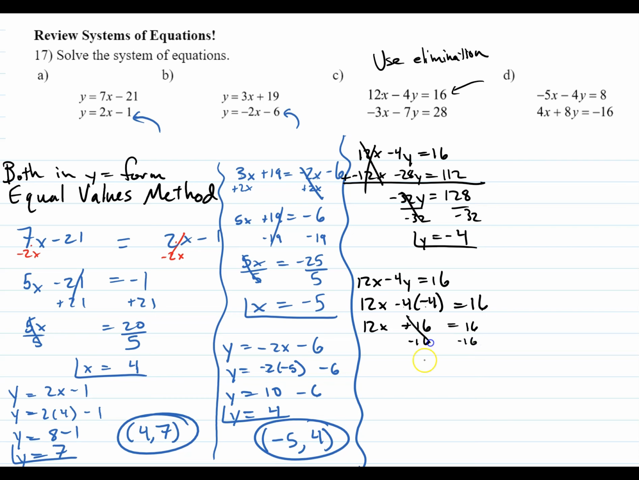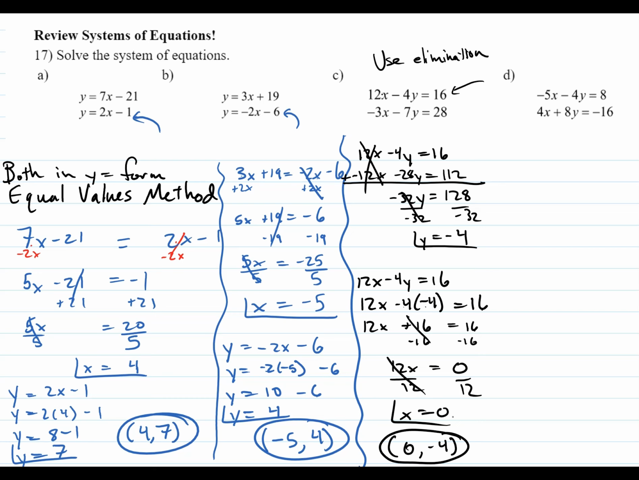Subtract 16 from both sides, so we get 12x equals 0. A lot of people write no solution here, and that's wrong. It's not no solution. Divide both sides by 12, and x equals 0. 0 divided by anything is 0. So our answer in coordinates is 0, negative 4, x, y.